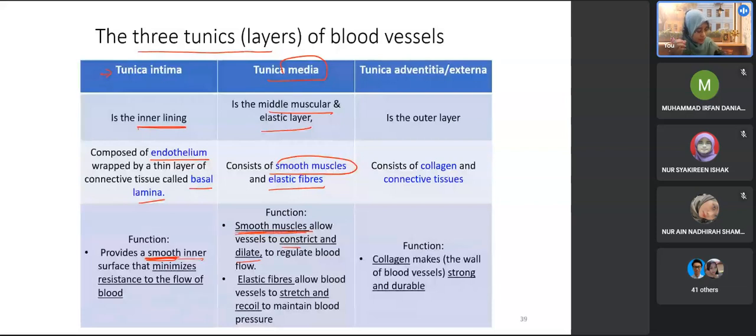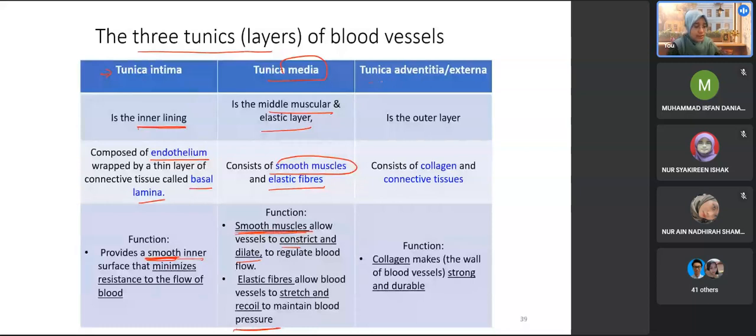So the elastic fibers allow blood vessels to stretch and also recoil, stretch, recoil, to maintain blood pressure.